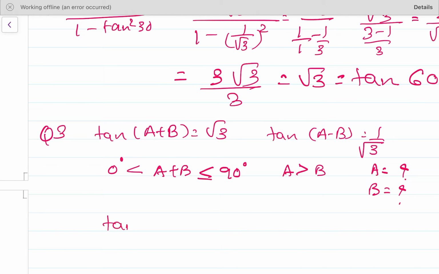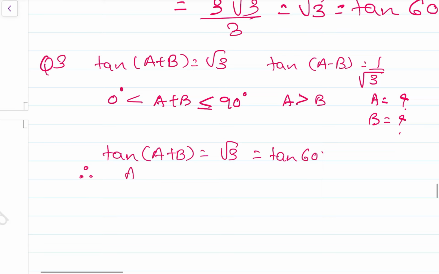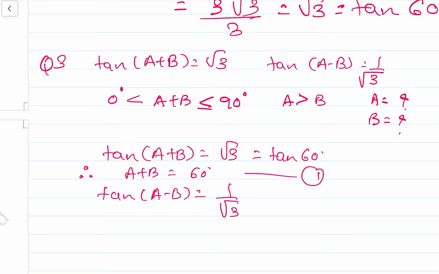Now we know tan a plus b is equal to root 3 is equal to tan 60, means our theta is equal to 60. Therefore a plus b is equal to 60, that is our first equation. Similarly tan a minus b is equal to 1 upon root 3 is equal to tan 30. Therefore a minus b is equal to 30, comparing the values of theta given, that is our equation 2.